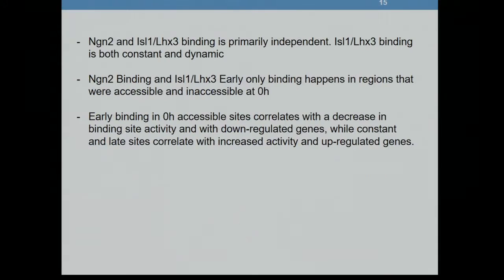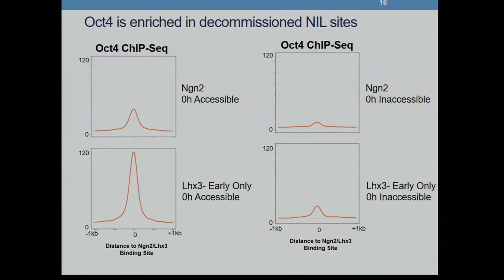So to check for this, we did OCT4 ChIP-seq at 0 hours, so at the pluripotent cells, to check whether we have enrichment of OCT4 at these sites or not. And what you can see is that that's true. If you compare neurogenin binding to sites that were accessible versus sites that were not accessible, you see that OCT4 here is higher than here.